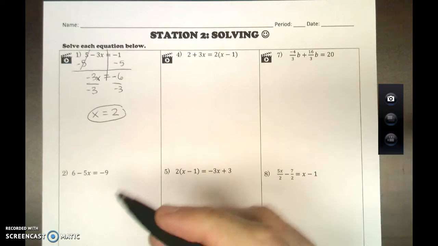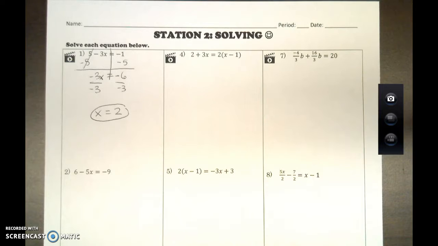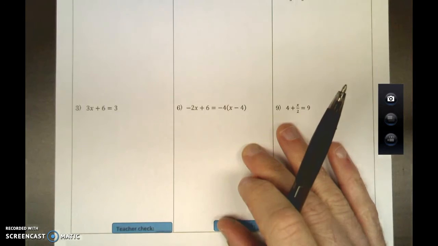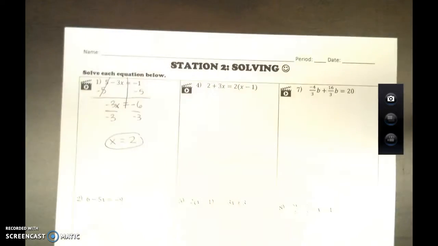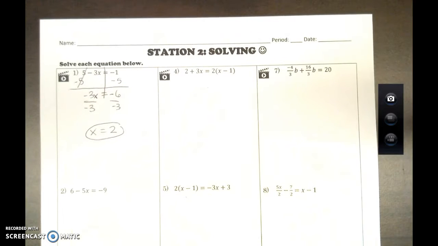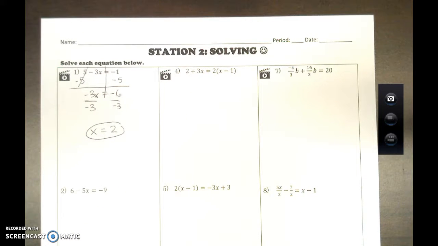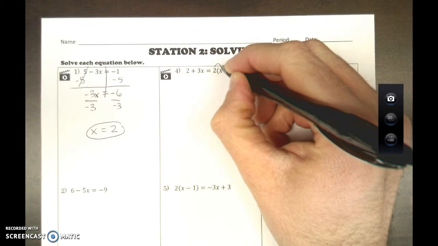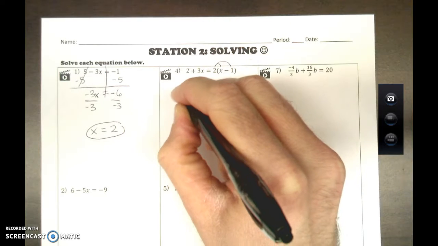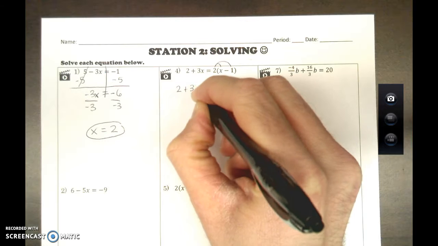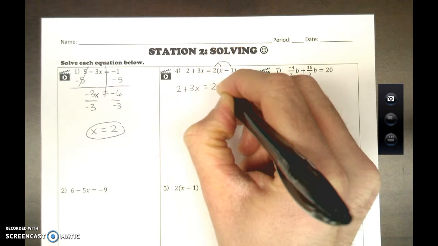Alright, number 4, you should have had these two checked off by your teachers. There should be a teacher check down on the bottom there, and now we're on number 4. So number 4 has multiple steps to solving, and it has variables on both sides. So before you can do anything, we always like to take care of parentheses by distributing. So the left-hand side doesn't change, but the right-hand side turns into 2x minus 2.